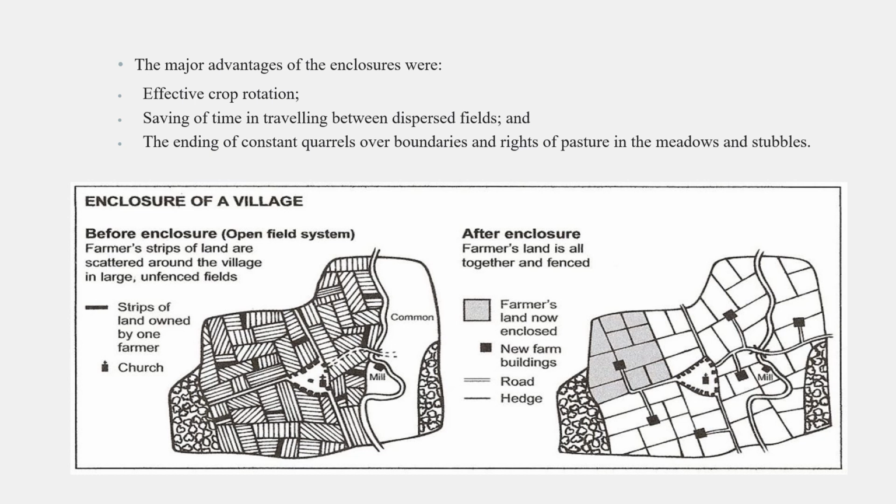Anyway, there are some major advantages in the enclosure system. The effective crop rotation system followed in the enclosure system resulted in maintaining or sustaining the fertility of the land. Secondly, it saves time of the farmers in traveling between dispersed fields. Thirdly, it ends the constant quarrels over boundaries, as the boundaries were drafted.